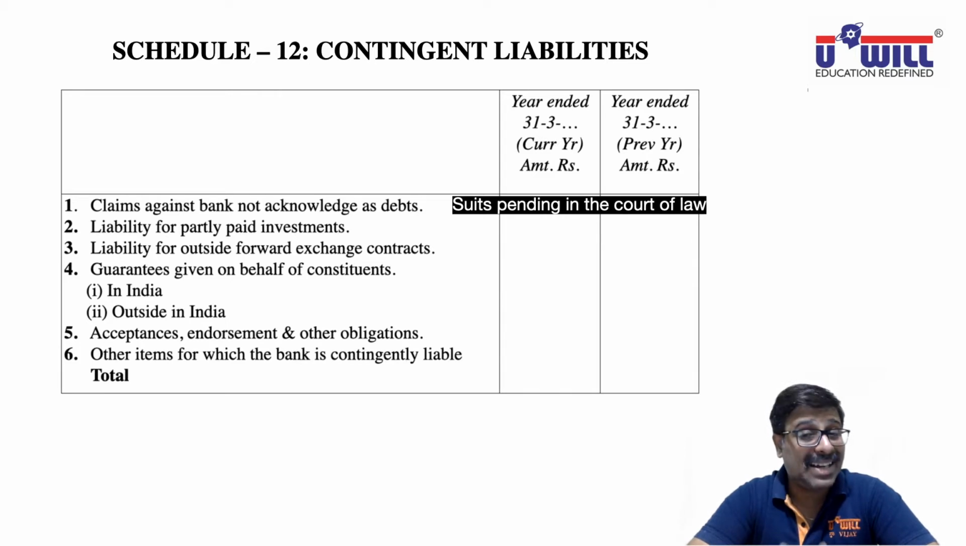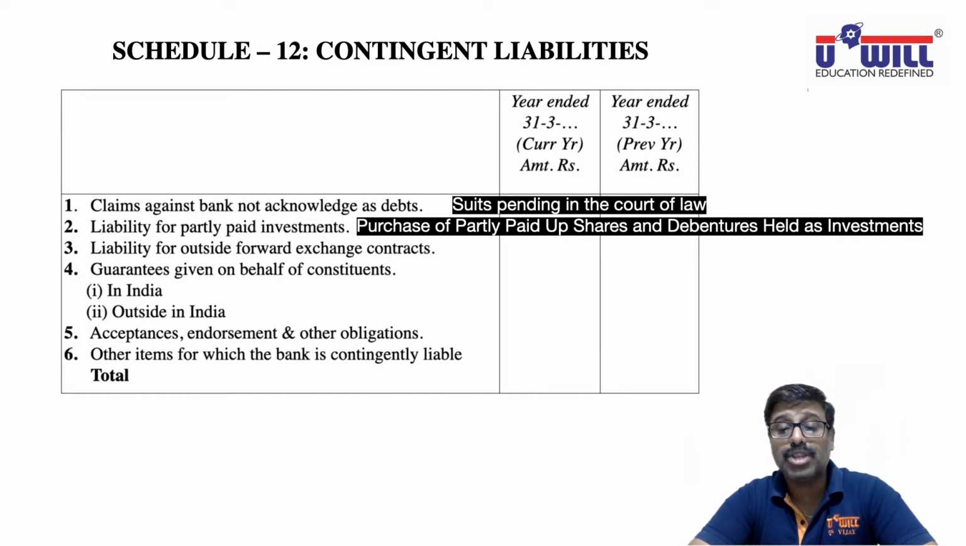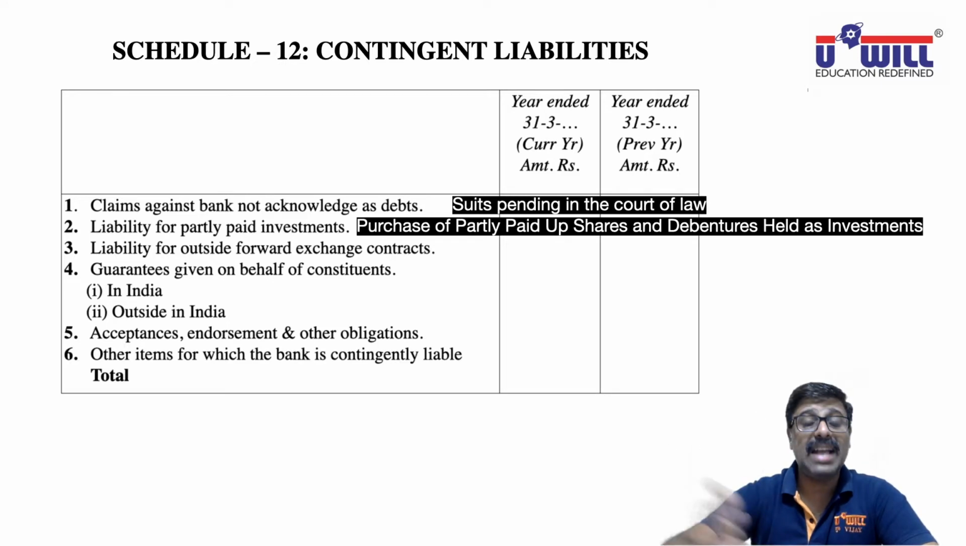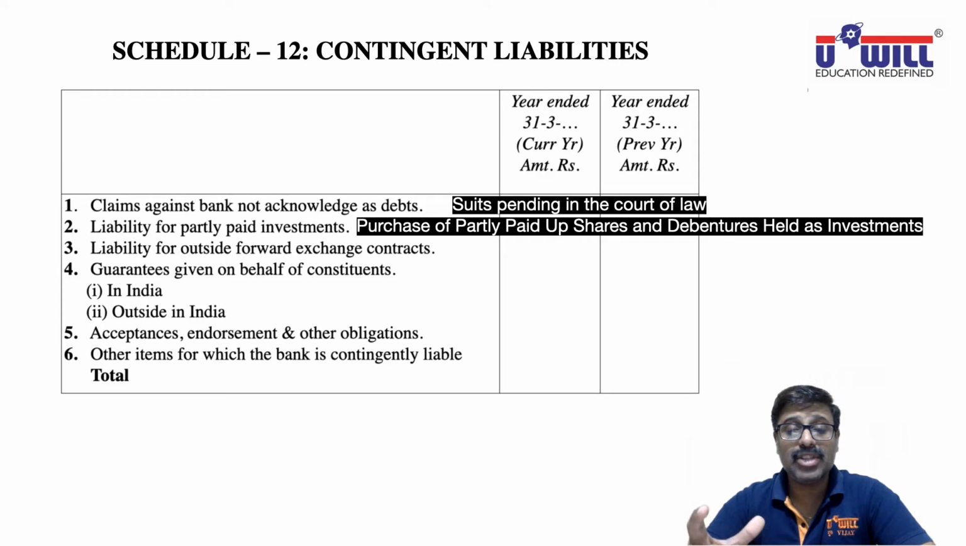Contingent liabilities basically means uncertain liabilities. They may become our liabilities in future, or they may not. Liability for partly paid investments means if we have purchased partly paid up shares and debentures held as investments. So if the bank has purchased shares of Reliance Industries Limited of 10 rupees and Reliance Industries has called only 6 rupees, then the remaining 4 rupees uncalled by Reliance Industries is liability for partly paid investments. It is an uncertain liability. The bank will have to pay that money only if Reliance Industries calls that money before the bank sells those shares in the stock market.